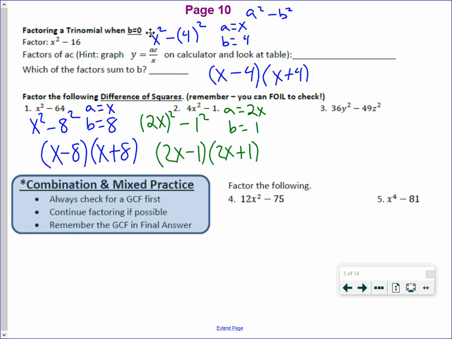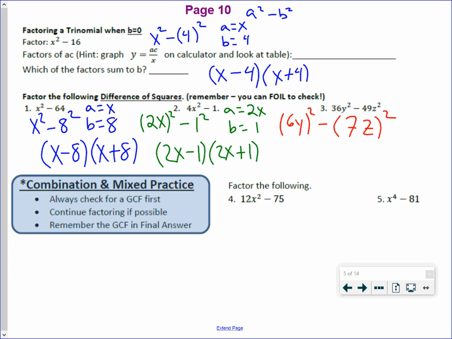All right. And now for number 3, we're going to do the same thing. I like to break it down, so that's what we're going to do. 36y squared, that's the same thing as 6y all squared. And we're going to minus that with 49z squared, which is the same thing as 7z all squared. So 6y squared minus 7z all squared.